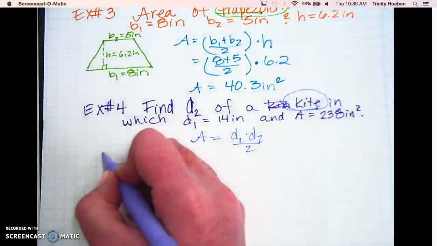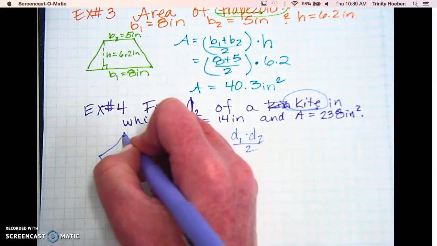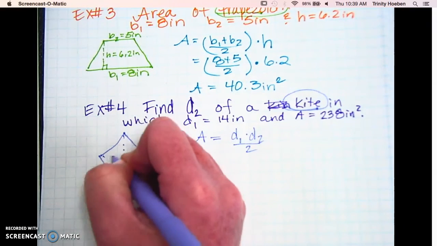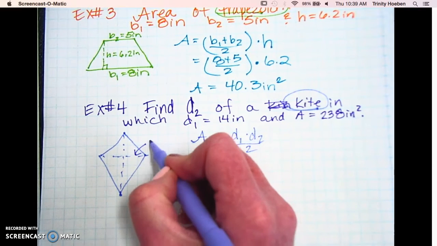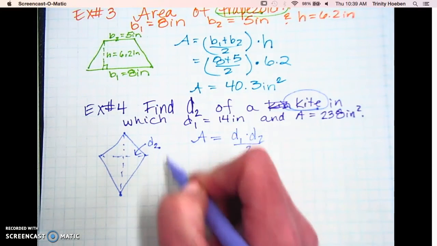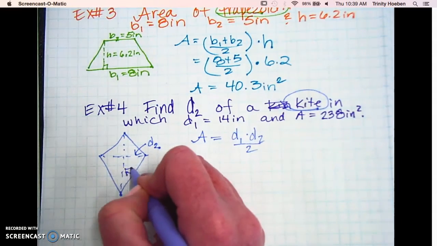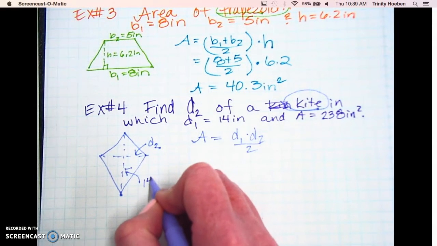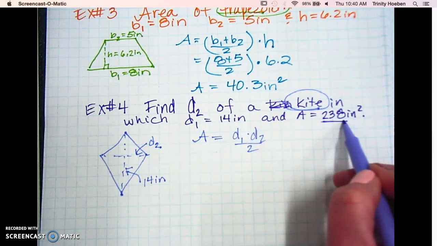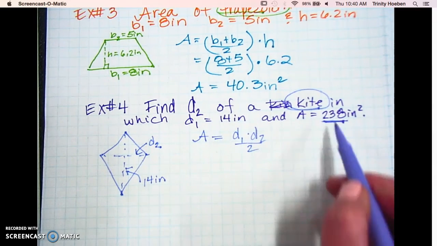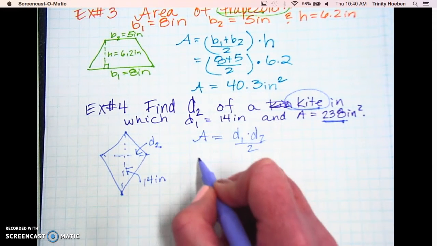I'm also just going to draw a kite. And I know that I need to dash in some diagonals. One of them we don't know, so diagonal 2, for right now, we'll call it X, and diagonal 1 is 14 inches. And the whole area is 238. So that's what gets substituted in for A, for area. A equals 238.